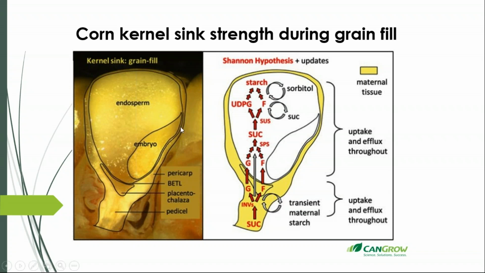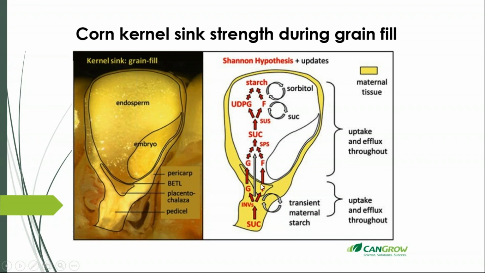What we also want to note is, and we're just focusing in on sugars because there are many things that are transported to the grain. There are phytohormones, there are enzymes, there are minerals. There's a whole bunch of things that are transported to the developing seed. And that transport gate, the BETL, which is the basal endosperm transfer layer, is so important.